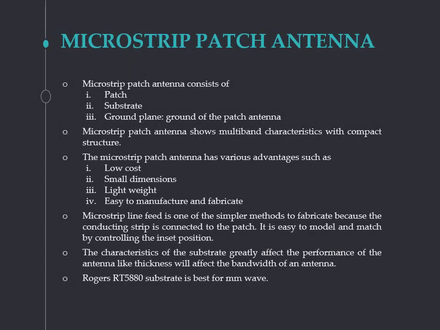Microstrip patch antenna. Our microstrip patch antenna consists of three parts, that is patch, substrate and ground plane. It provides various advantages like low cost, small dimensions, light weight, and easy to manufacture and fabricate. We have chosen Rogers RT5880 substrate, which is the best for this wave.